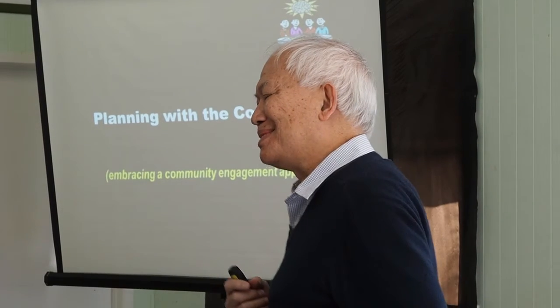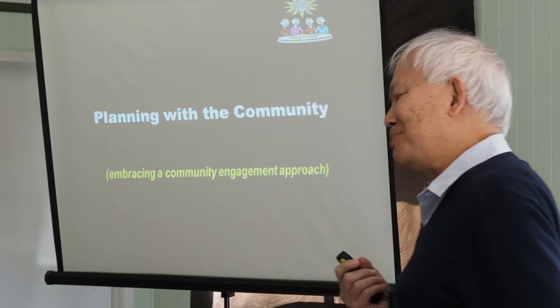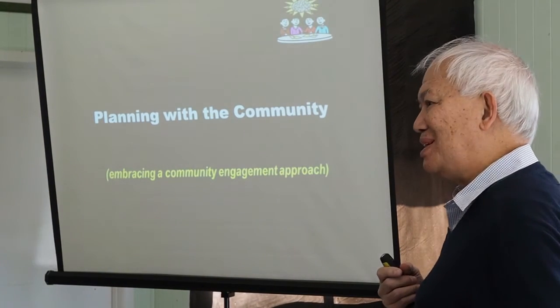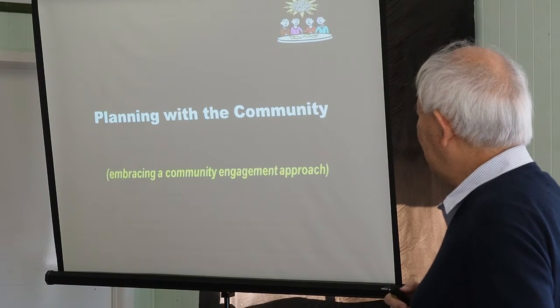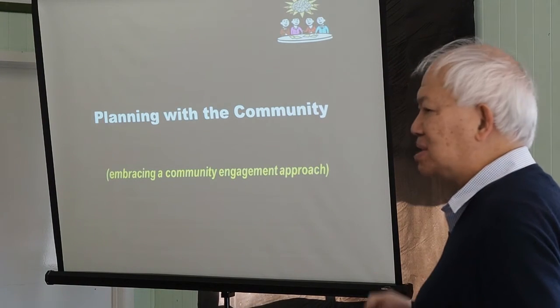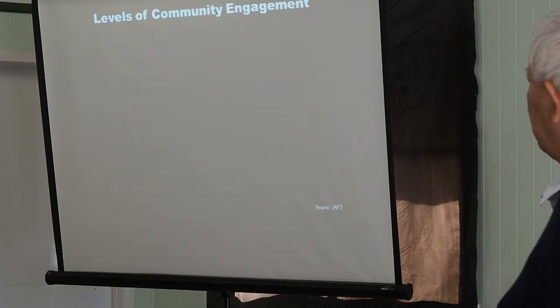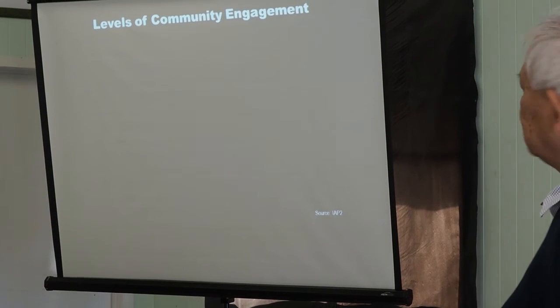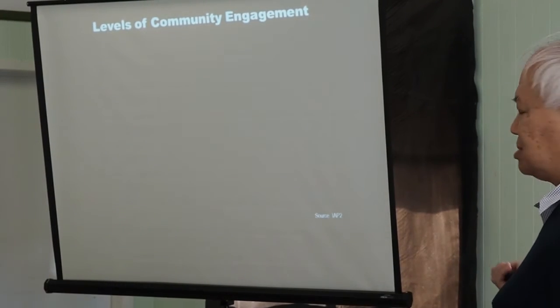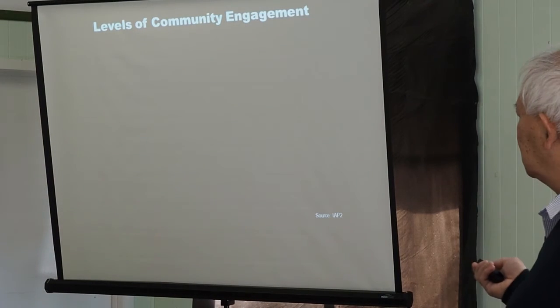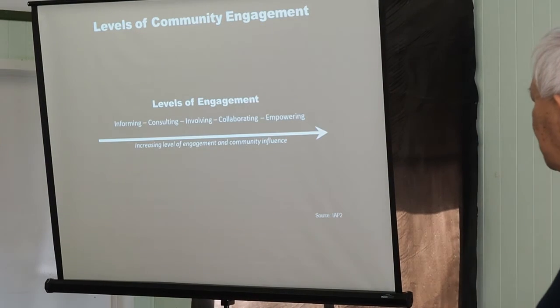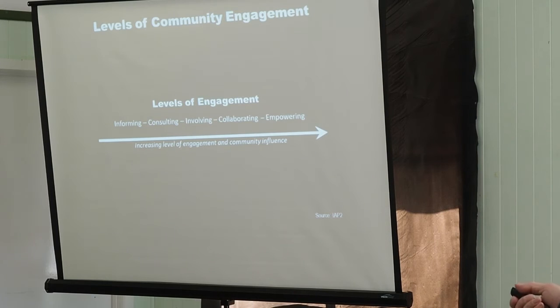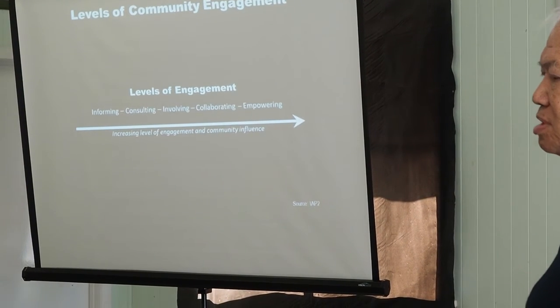This is very important, and I'm sure I'm not going to have many people objecting to what I'm about to say here in this room today. You need to plan with the community. You need to embrace what we call a community engagement approach. From an international association of public participation comes this model, levels of engagement. If you go from left to right, you're getting increasing levels of public engagement, community engagement.